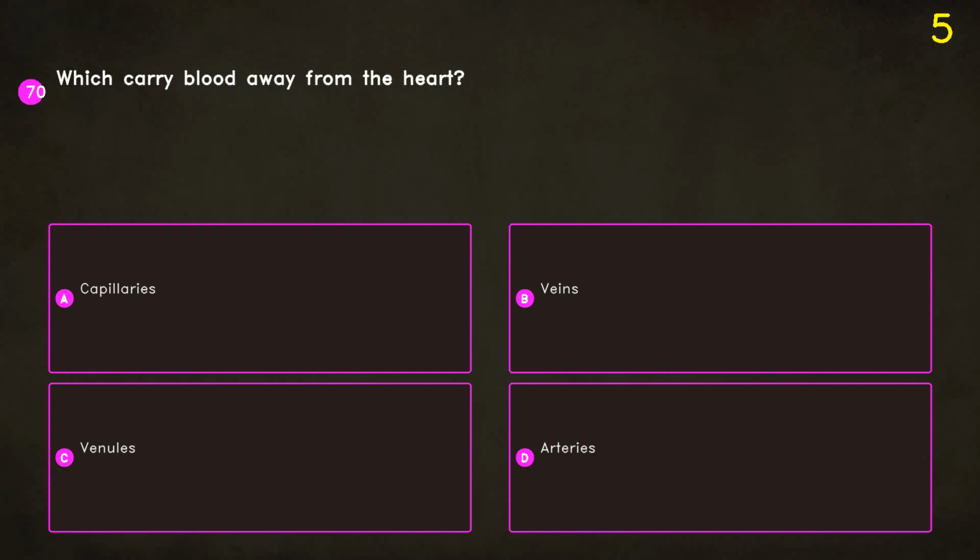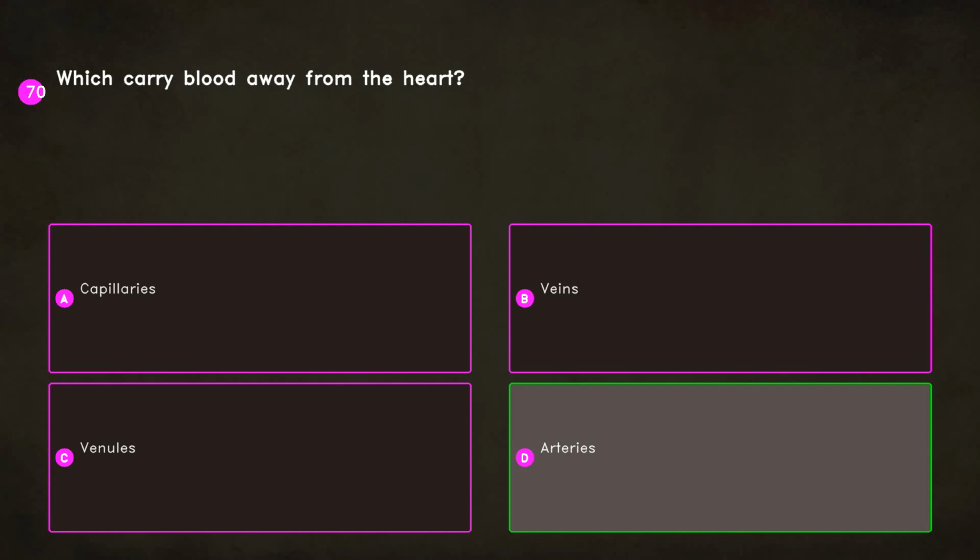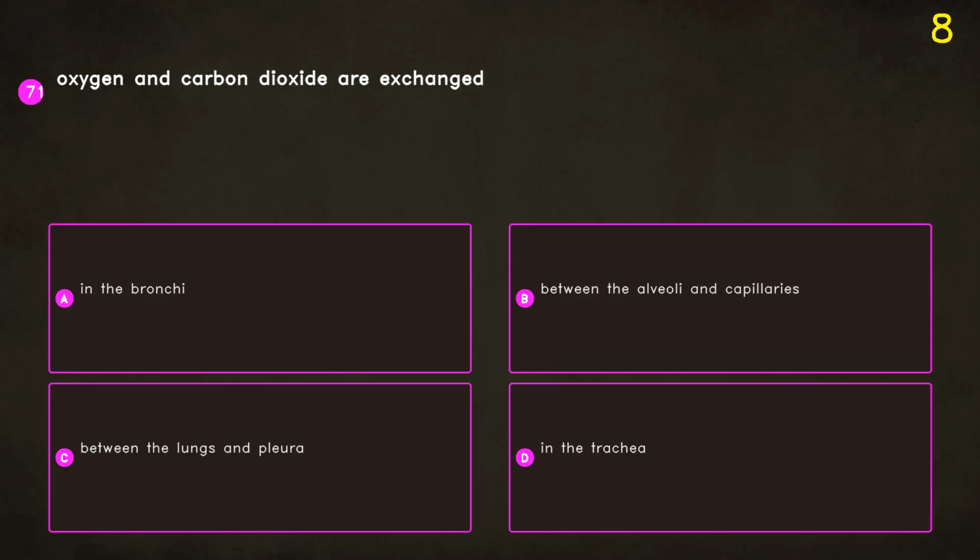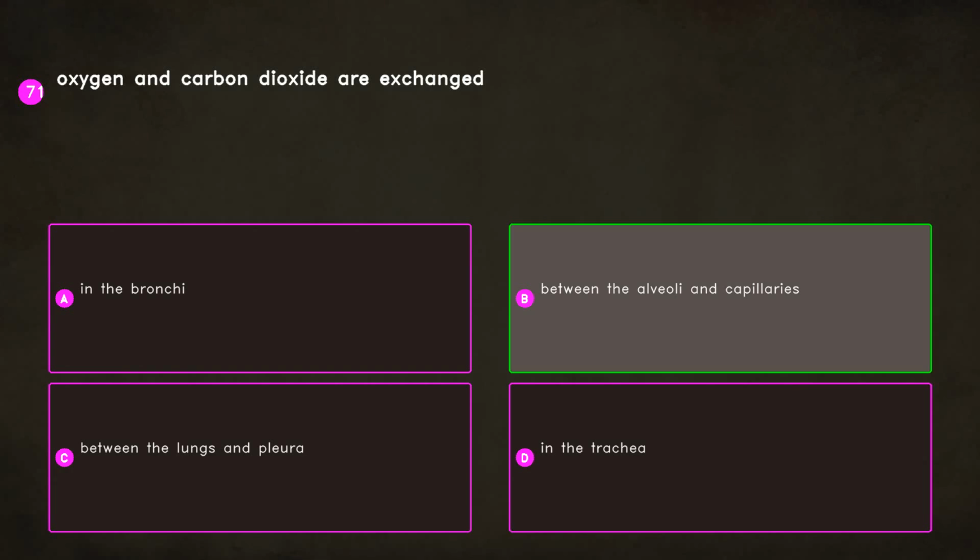Question 70. Which carry blood away from the heart? A. Capillaries. B. Veins. C. Venules. D. Arteries. The correct answer is arteries. Question 71. Oxygen and carbon dioxide are exchanged: A. In the bronchi. B. Between the alveoli and capillaries. C. Between the lungs and pleura. D. In the trachea. The correct answer is between the alveoli and capillaries.